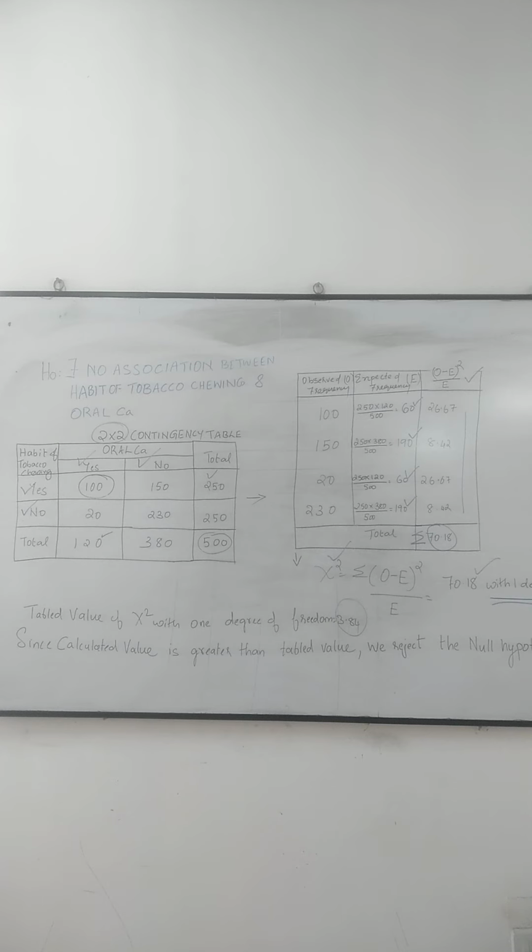It shows that in the null hypothesis we stated that there exists no association. That is rejected, which shows that there is an association between the habit of tobacco chewing and oral CA. So what is our interpretation then? Those who have the habit of tobacco chewing should stop it so that they won't get oral CA in future. That is our interpretation. So this is what we do in any chi-square test.